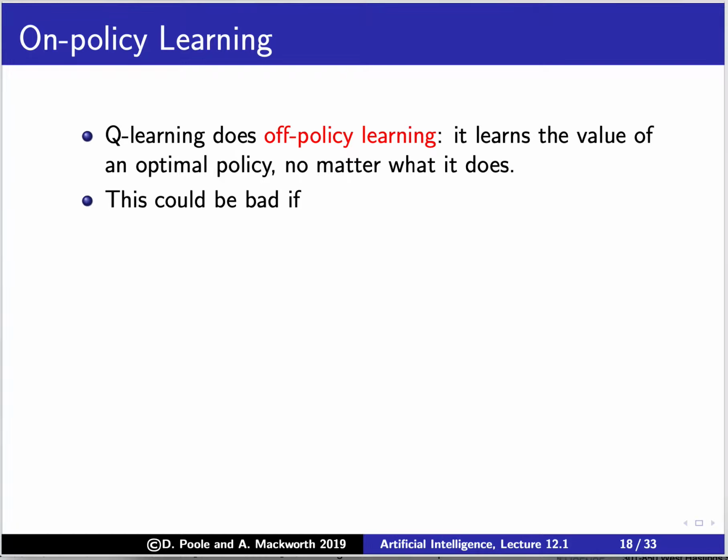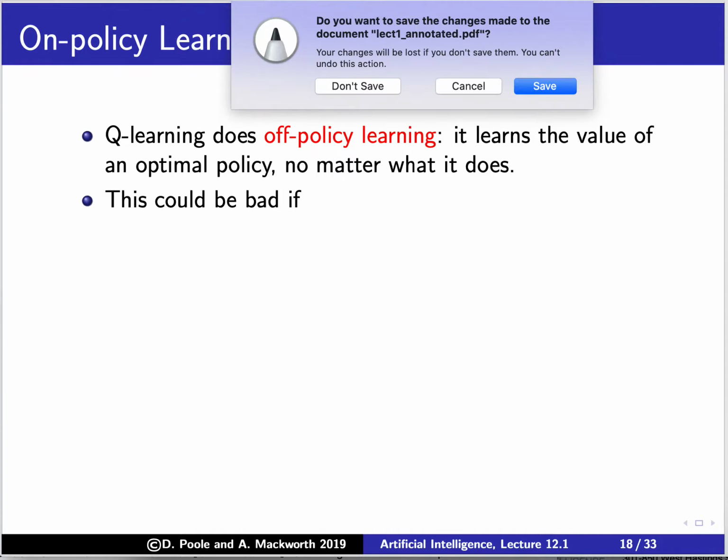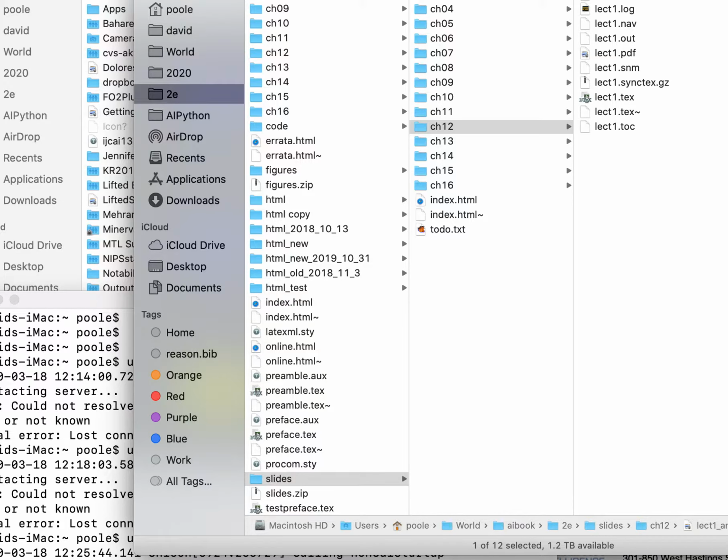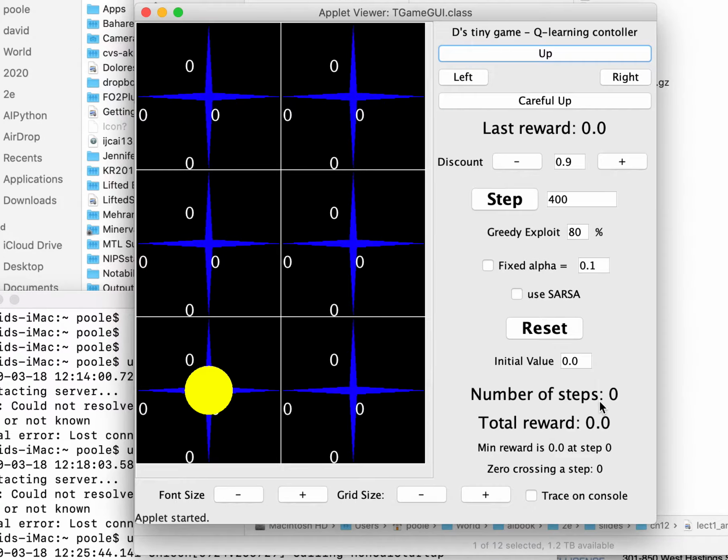So let's have a look at this. Let's have a look at an example here. What's going on here? So let's go and have a look at the example here. So here is an example of this agent.